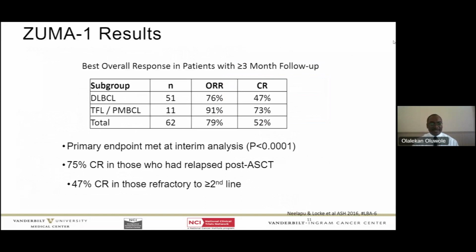So the study met its primary endpoint. The objective response rate was 76%, really, really high, and complete responses were 47%. It was also clear to see that even in patients who had relapsed after autologous stem cell transplant, 75% responded to this, and almost half of those that were refractory to second line of therapy.